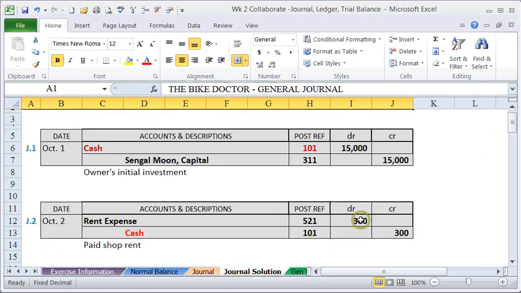This exercise file and the solutions can be found in the Week 2 Online Presentations folder in an Excel file called Week 2 Collaborate Journal Ledger Trial Balance. I suggest that you open and save this file to complete the exercises yourself as practice before you begin to work on the assignment. The solutions are provided on separate tabs, so you can check your work as you complete it.